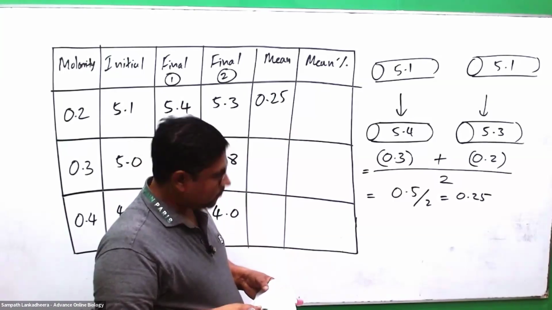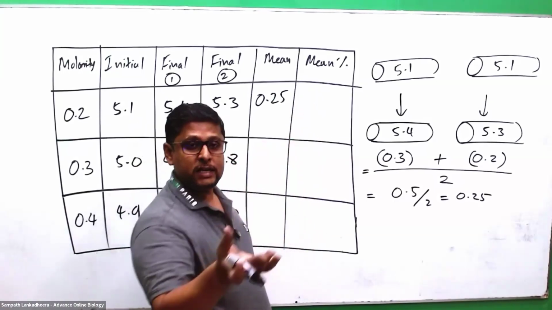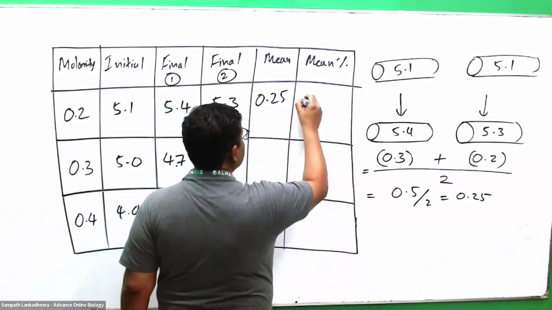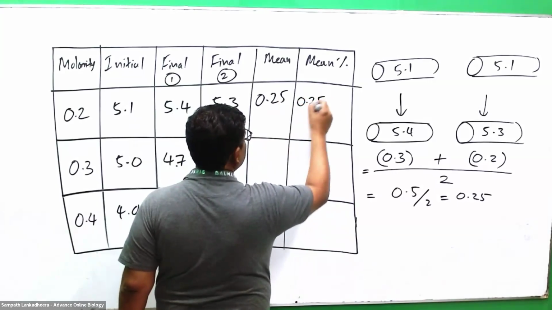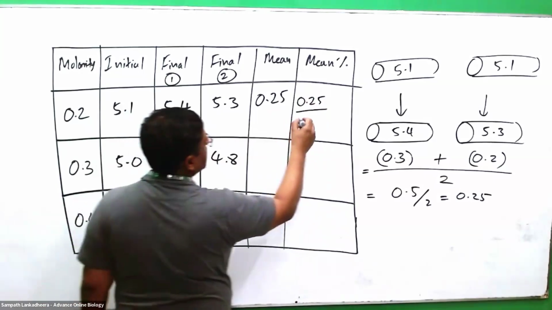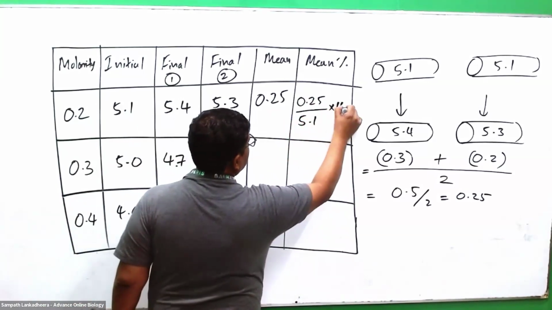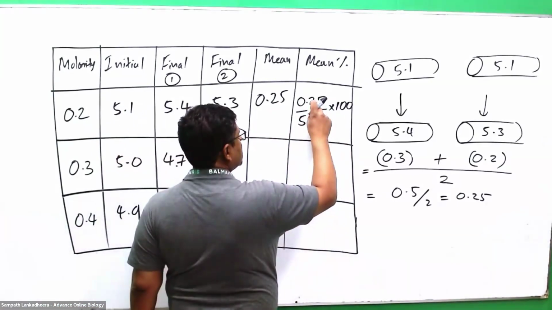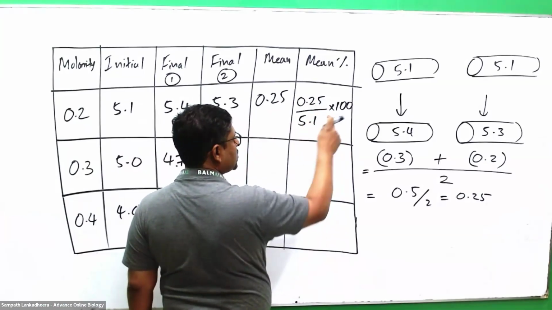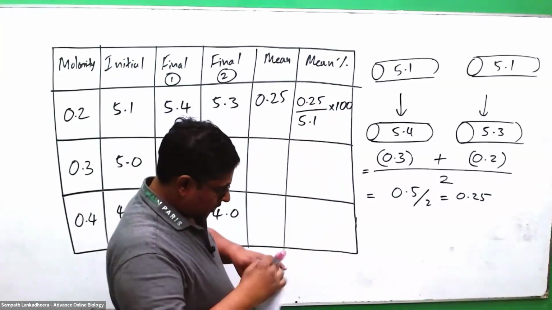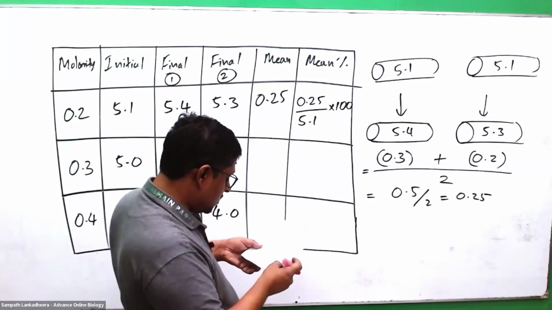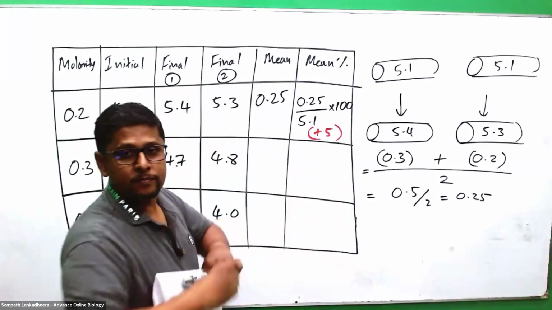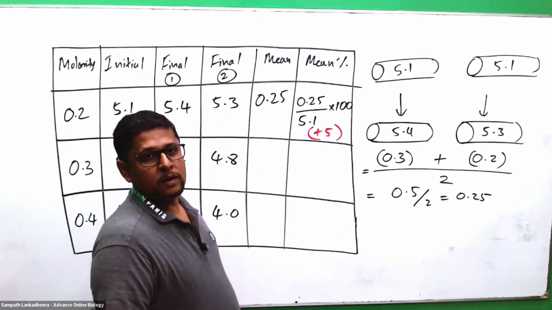Then how do you calculate the mean percentage change in length? You take the mean change in length, divided by the initial length, 5.1, multiplied by 100. When you do that, you get a value of +5 here.